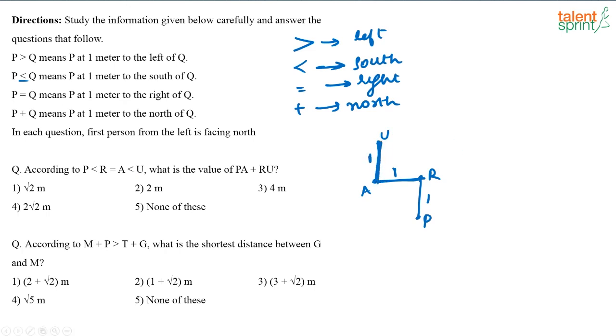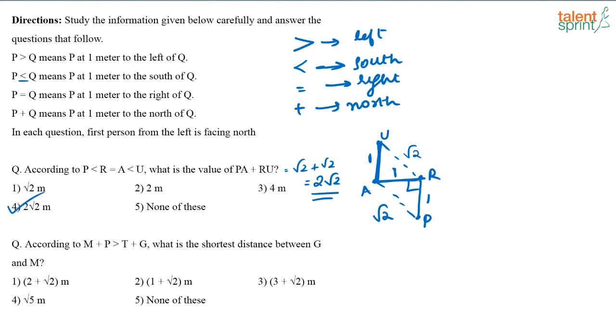What is the question here? What is the value of PA plus RU? So what is PA? PA is this value. This is like a right angle triangle. So root of 1 squared plus 1 squared, that is root of 1 plus 1, that is root of 2. Similarly here you have RU. What is the length of RU? Again root of 1 squared plus 1 squared, that is root 2. So what is the value of PA plus RU? Root 2 plus root 2, that is equal to 2 root 2. So your answer is option 4, 2 root 2.